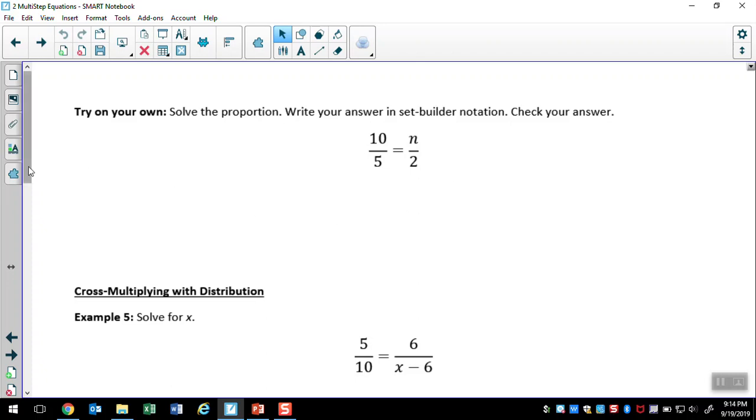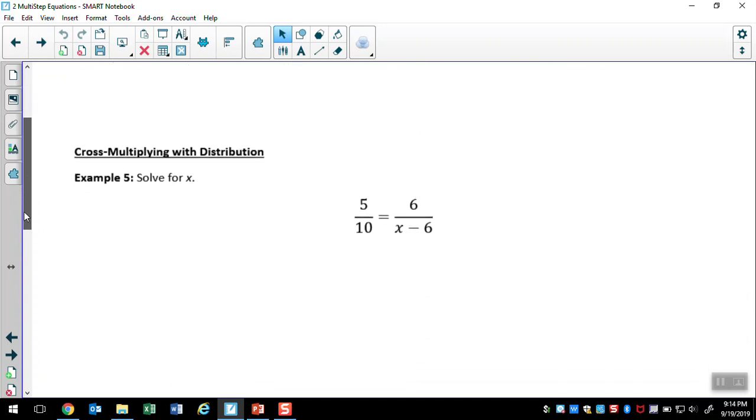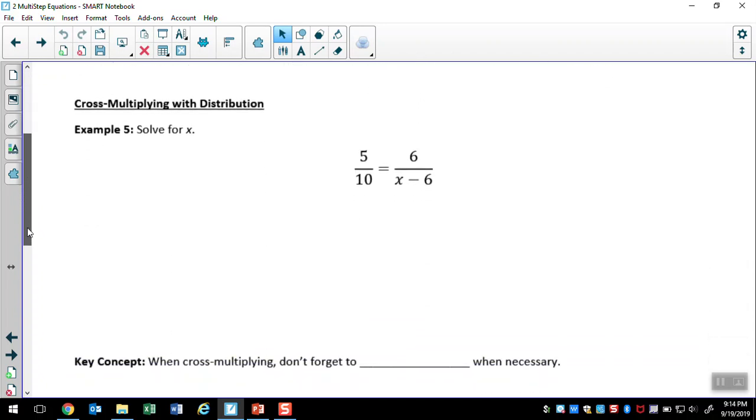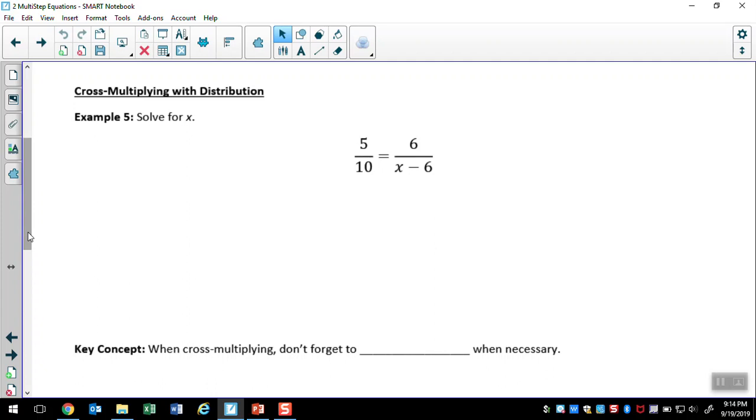Okay, now we're going to add a little bit to it. So we've just reviewed how to solve a basic proportion. Now we're going to look to see what happens when we have multiple terms in one spot of our proportion. So in this case, instead of just having x, I have x minus 6. All right, so here's how we're going to take care of that.